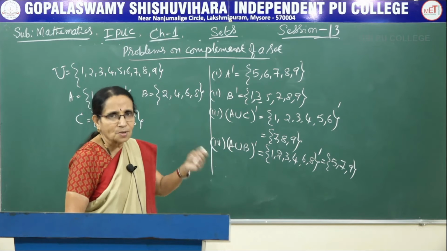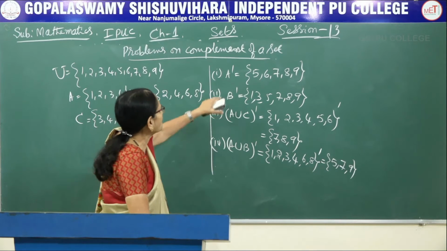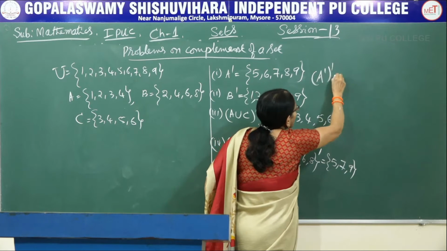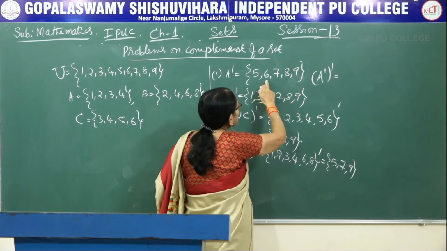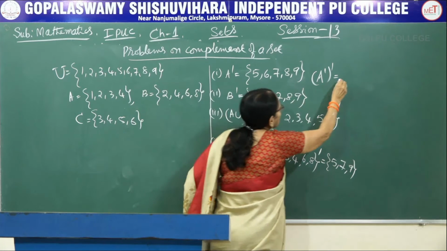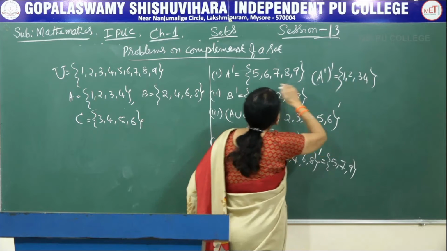Now another thing I told you, the double complementation I mentioned in the previous one, that is complement of the same thing, complement of the complement, we are getting back the original. Look at this one, A dash is already there. Suppose you take the complement of this one, 5, 6, 7, 8, 9. Then omitting these elements, now what would be remaining there? It is 1, 2, 3, 4.